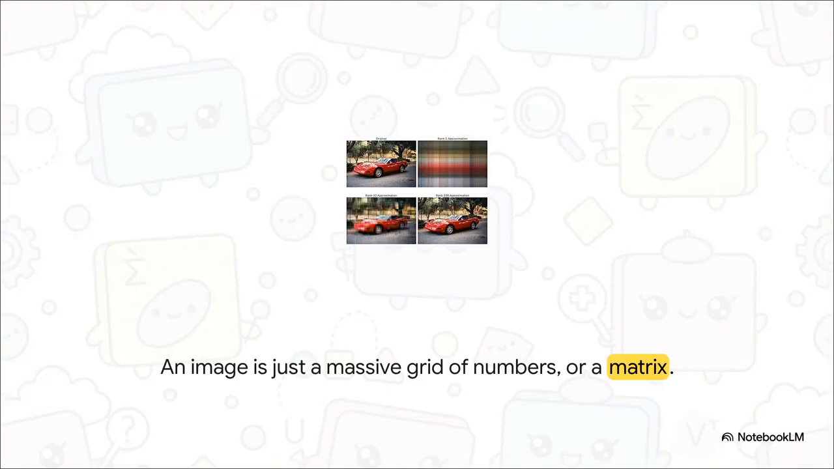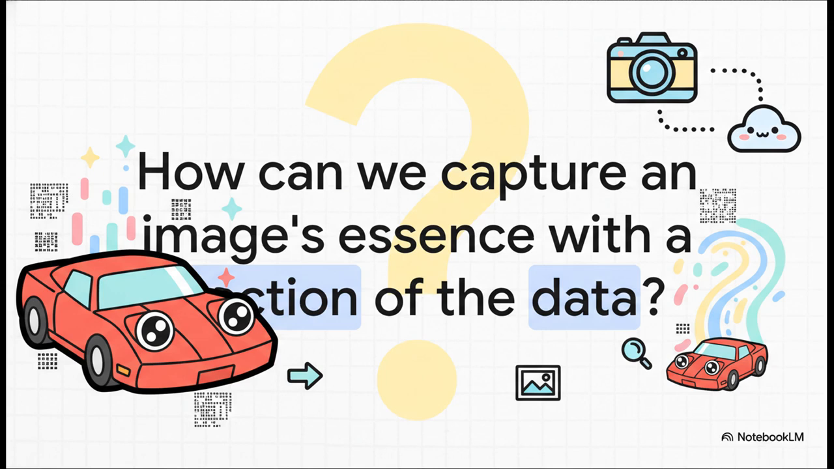Okay, so take a look at this image. To you and me, it's a red Corvette. But to a computer, it's not a car at all. It's a matrix, basically a giant spreadsheet of numbers, where every single number represents the color of one tiny pixel. So that brings up a really important question. If we want to send this picture or save it on our phone, how can we shrink that massive grid of numbers without losing the Corvette-ness of the image? How do we keep the essence but use way less data?